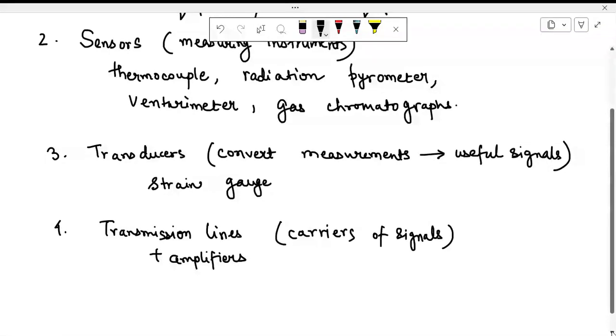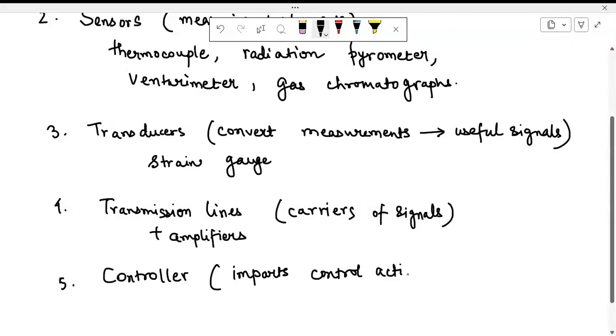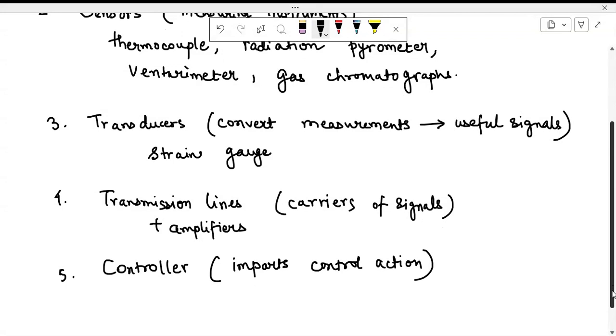The next step is a controller. So this is basically the heart of the control system. What it does is it is imparting the control action. So whatever logic is inbuilt or which is programmed into the controller, that is dictated simply in this hardware element.